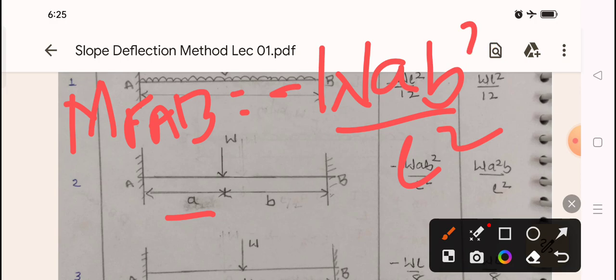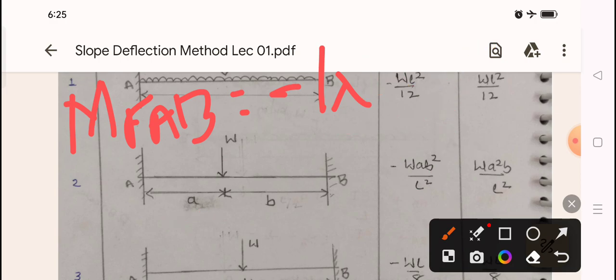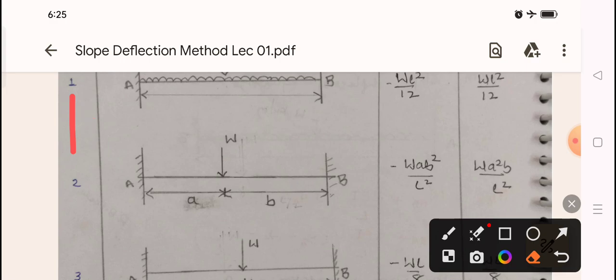For the second case, M F B A, what happens? M F B A will be equal to plus W A square B by L square. This is the formula you're supposed to remember.